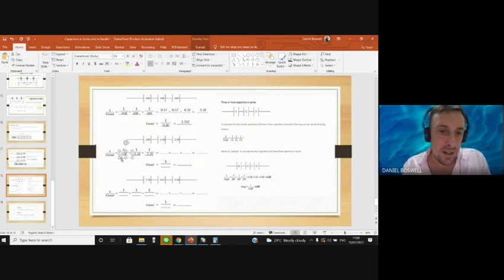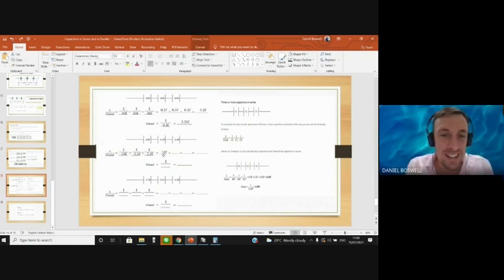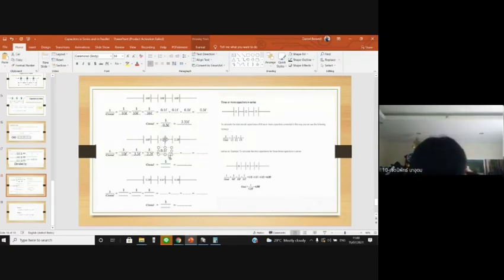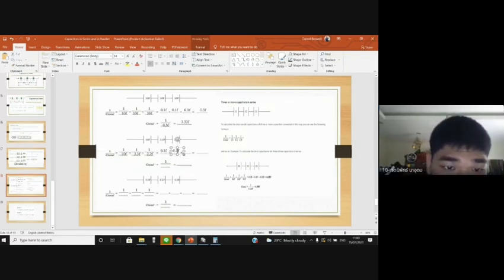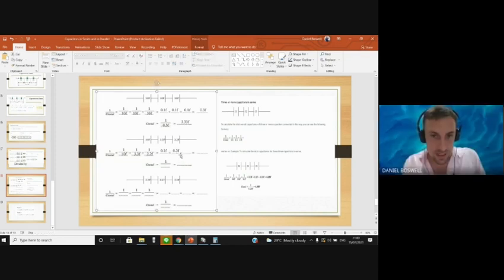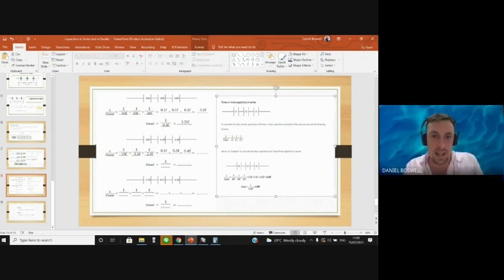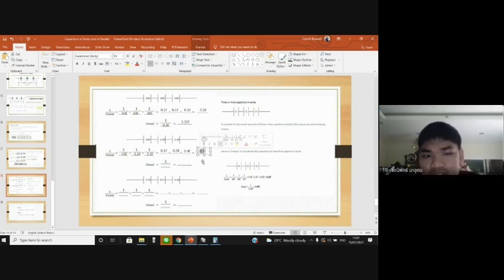So 1 divided by 10 is 0.1, and then our next value is 0.3, and then the last one is 0.4. Now we add all of these together. So 0.1 plus 0.3 plus 0.4 gives us an answer of 0.8 farad.